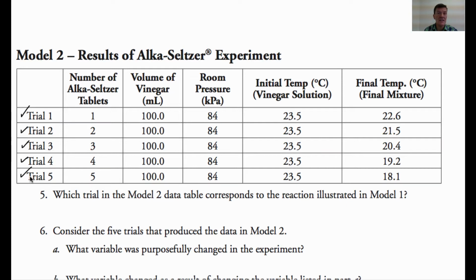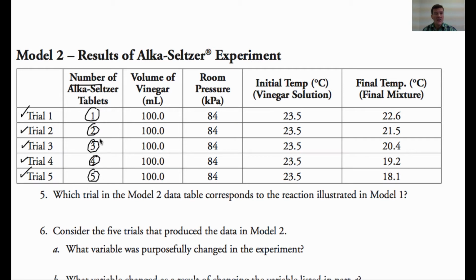That is a great idea to run an experiment over and over and over again, because you're going to make some errors, or you're going to have some high numbers, some low numbers, and you're probably going to want to get more of an average in order to get better results. So it's good to run several trials of an experiment. Notice here what they did is they changed the number of Alka-Seltzer tablets. They added 1, then they added 2, then they added 3, then they added 4, then they added 5.